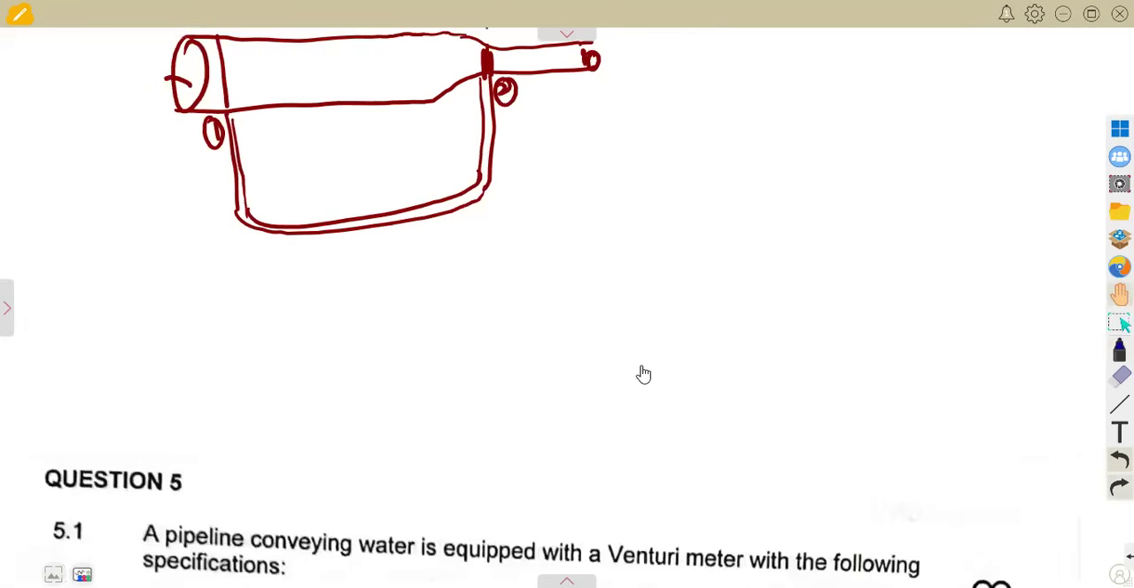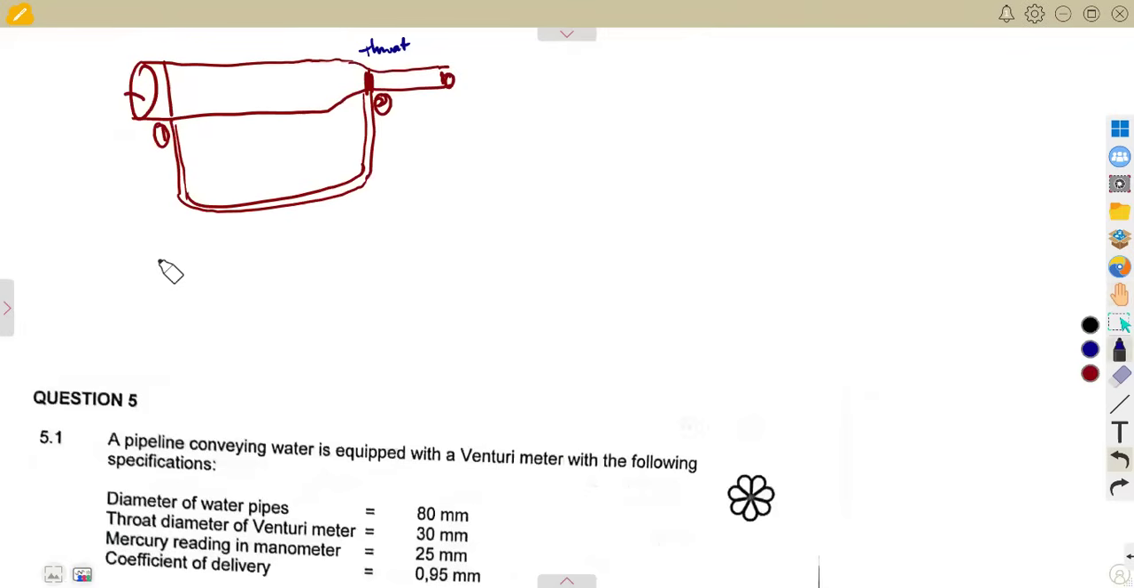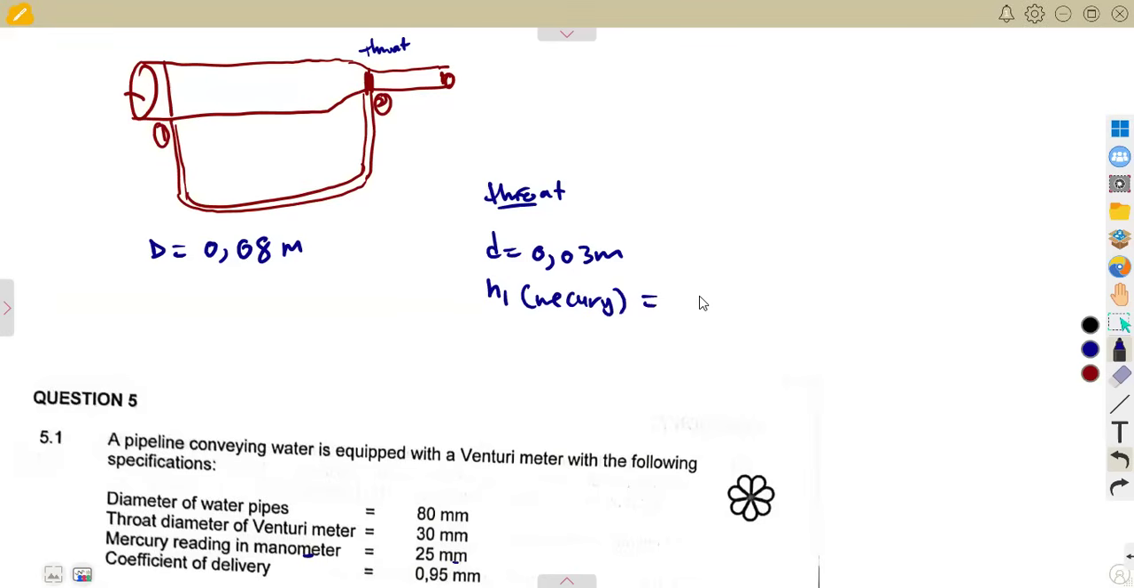All right, so they were given the diameter of the pipe, its diameter is given as 80 millimeters to meters. That's 0.08 if you divide by 1000. Then the diameter at the throat is 30 millimeters divided by 1000, 0.03 meters. Then the mercury reading on the manometer is 25 millimeters. That is the height of the mercury. Remember, I said H1 for mercury. So you're given H1 for mercury in meters, 0.025.